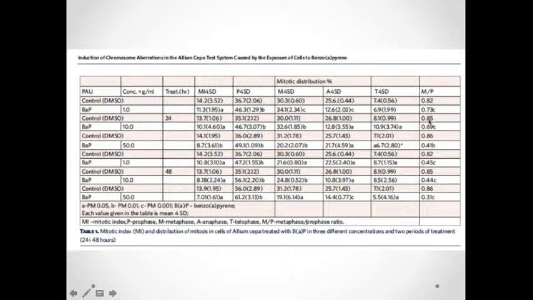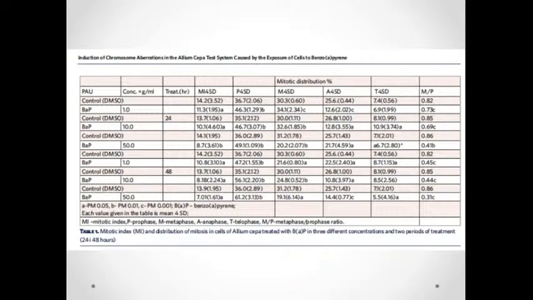It is decreased as compared to the control. For 24 hours, with an increase in concentration, it keeps on decreasing. Even at 48 hours, we are showing a decrease in the metaphase to prophase ratio. So that is a mitotic aberration. The chromosomal distribution is not happening in the right way.